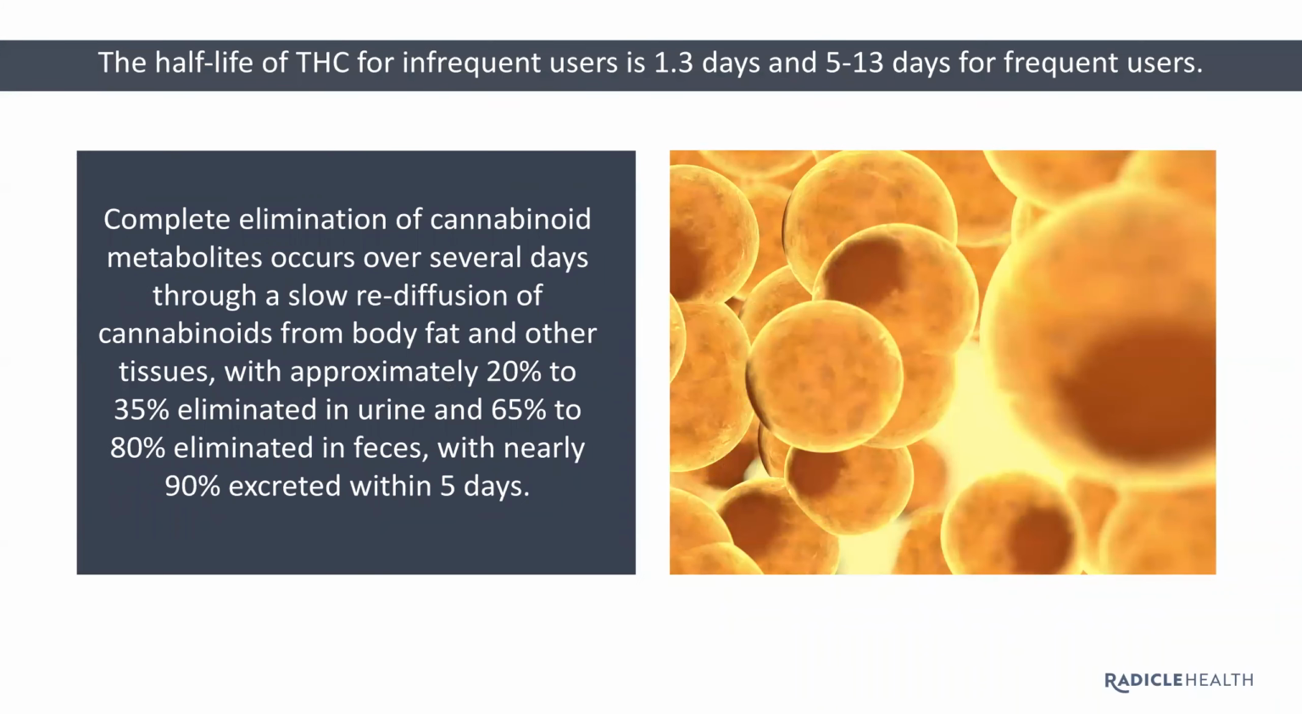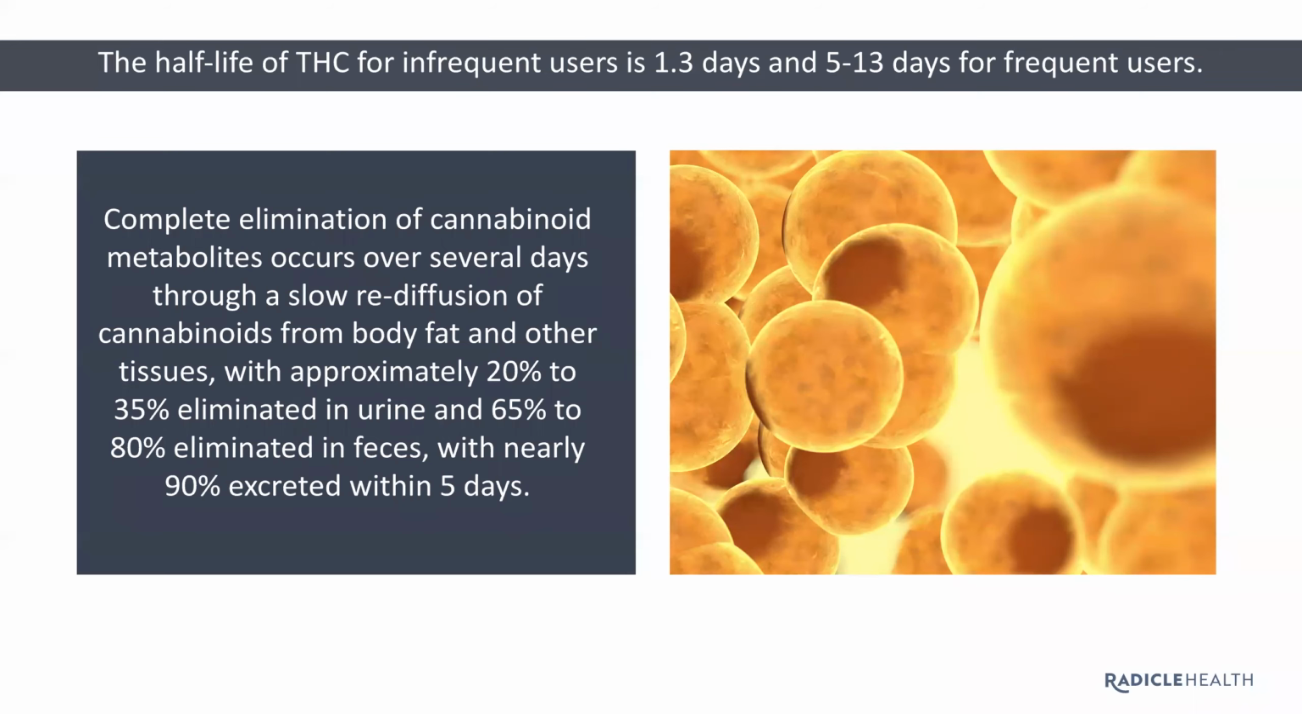The half-life of THC for infrequent users is about 1.3 days, and 5 to 13 days for frequent users. Where this becomes clinically relevant is when people are trying to increase or decrease their dosages or even stop cannabinoid treatment. What we know today is that complete elimination of cannabinoid metabolites occurs over several days, through a slow rediffusion of cannabinoids from body fat and other tissues.